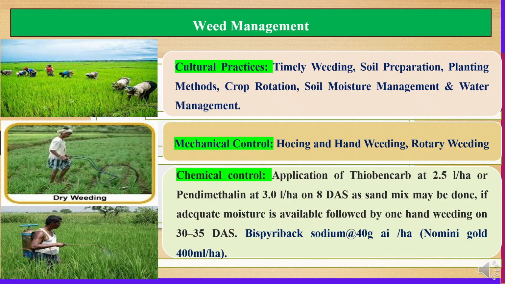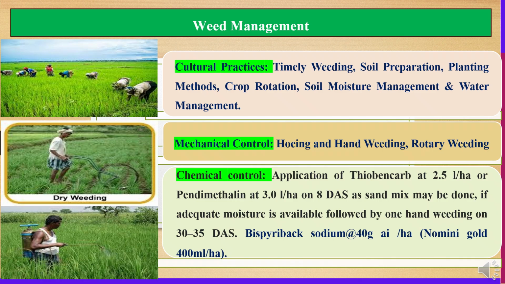2. Mechanical control. Hoeing and hand weeding. These are labor-intensive but effective methods for weed control, especially in small or irregularly shaped fields. Hand weeding can be done between rows to manually remove weeds without damaging the rice seedlings. Rotary weeding. This mechanical method involves using a rotary weeder to control weeds in the field. It's effective for controlling shallow-rooted weeds in the early stages of crop growth. However, it should be done carefully to avoid disturbing the rice roots.